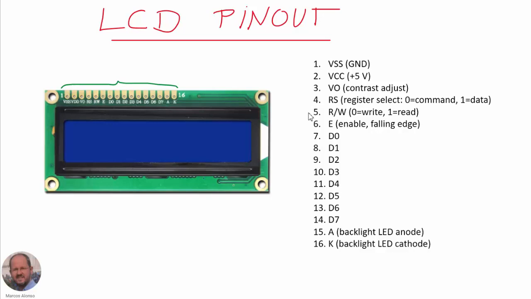Pin 5 is the read-write selection signal. Pin 6 is the enable signal, which is active by falling edge. And then we have the data signals from pin 7 to pin 14. We have the lines corresponding to the bits D0 to D7. And finally, in case our display has a backlight LED, we have pin 15, which corresponds to the anode of this LED, and pin 16, which corresponds to the cathode of this LED.